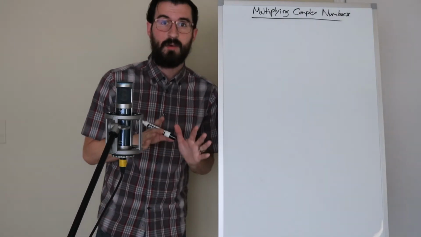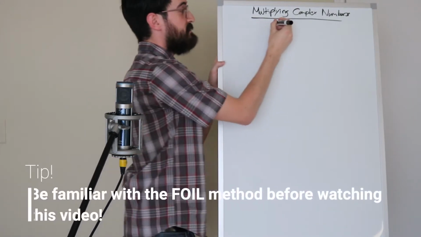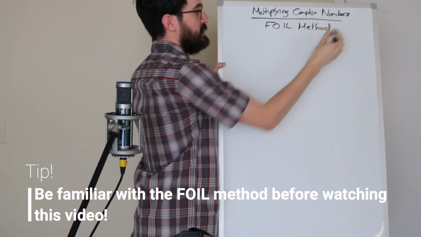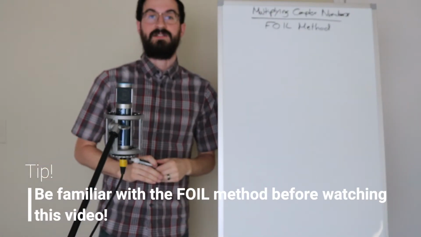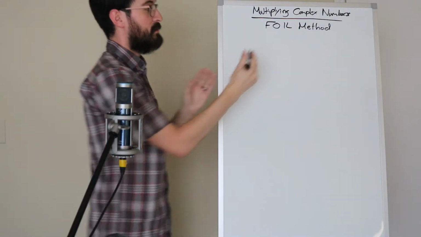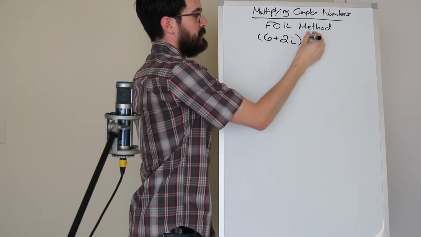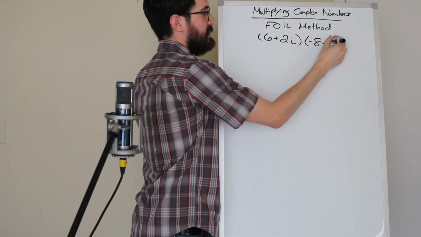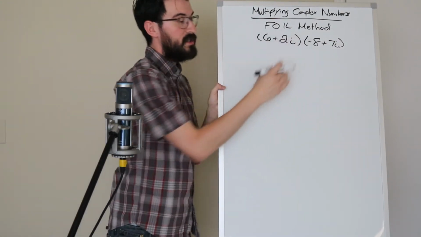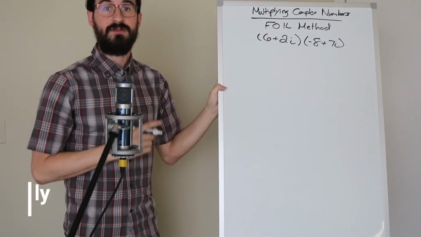All right, guys, so now what we're going to go over is multiplying complex numbers. This is going to use the FOIL method, so be sure that you are already familiar with it. All right, so what we're going to do is we're going to be given some problem such as 6 plus 2i times negative 8 plus 7i. Now these two look like binomials being multiplied together, right? So our first step is to use the FOIL method.